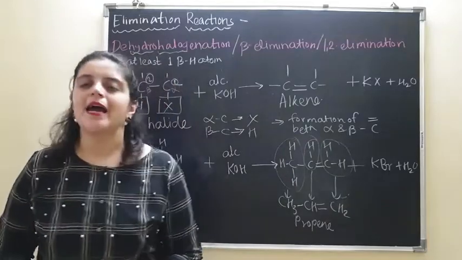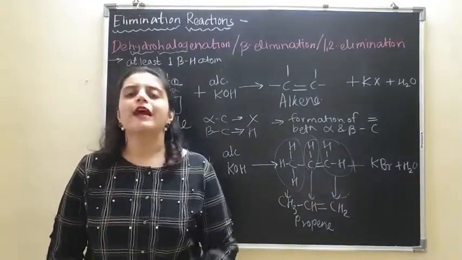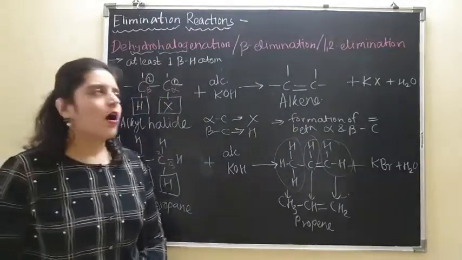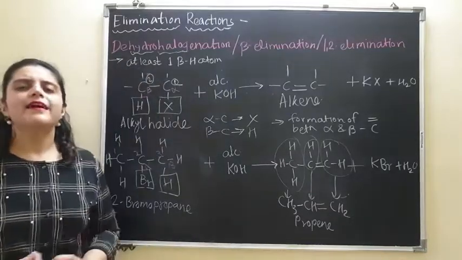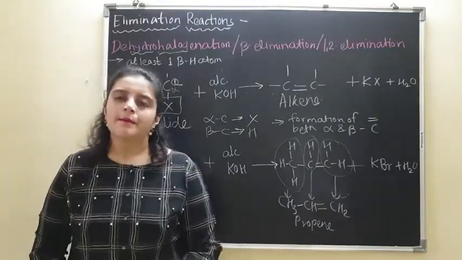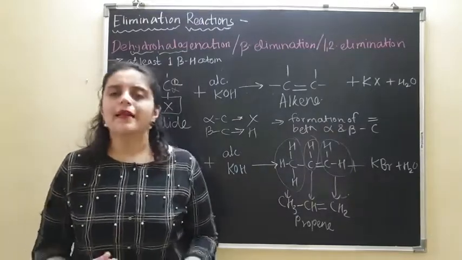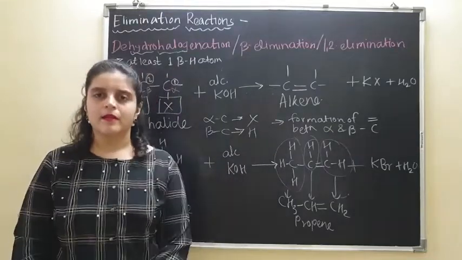plus KBr plus H2O. So in this video we have learned about the dehydrohalogenation reactions of alkyl halides which have only one beta carbon atom. But now in the next video we will see what is going to happen if the structure has more than one beta carbon atom. Thank you so much for watching.